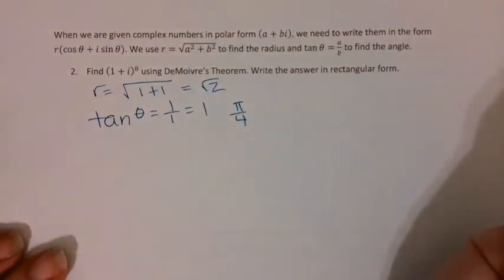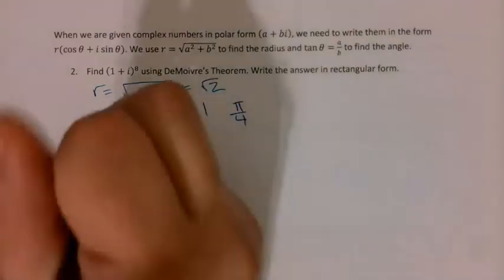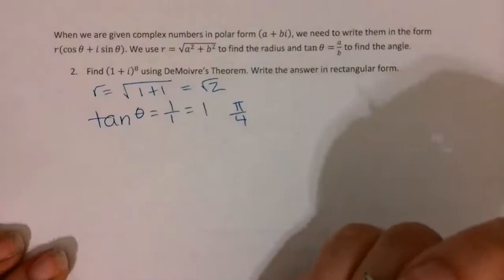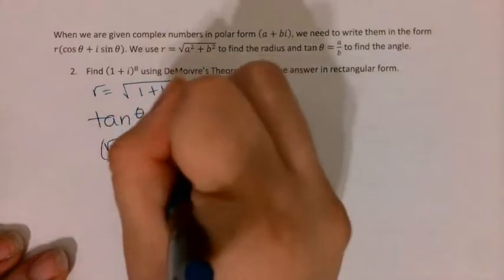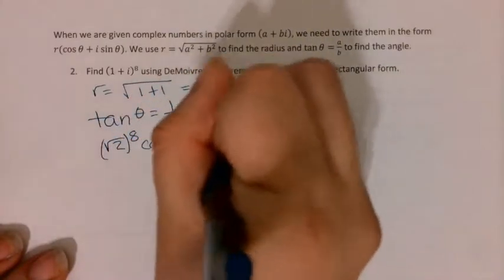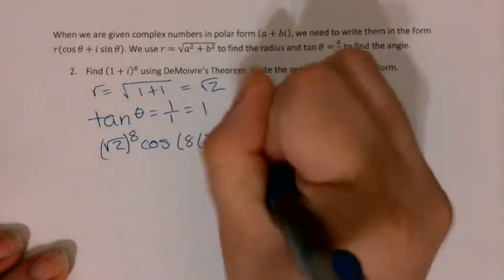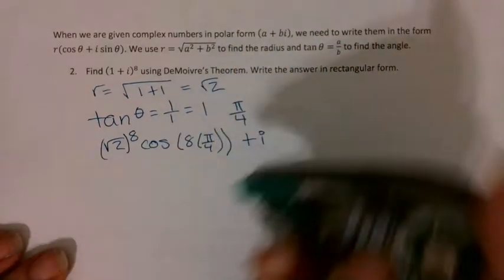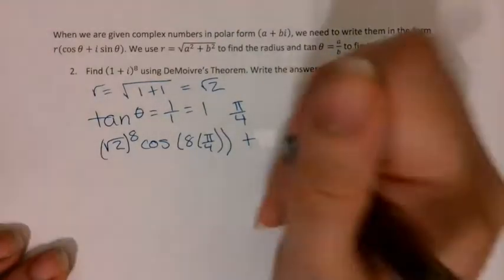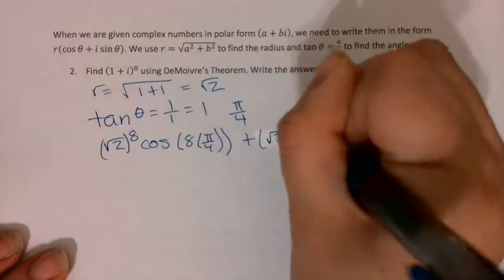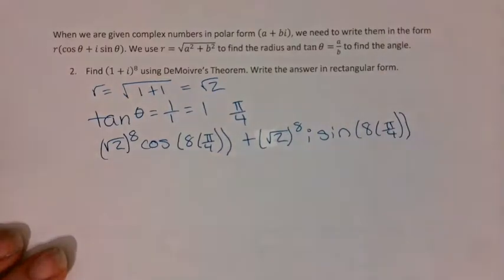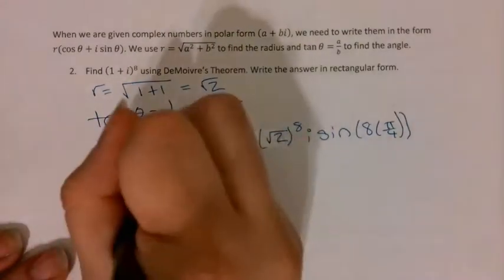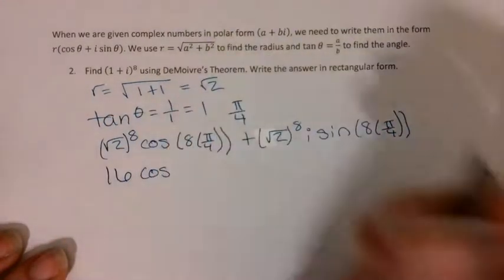So then I'm going to plug back into the formula at the top of the page, and my exponent was 8, so I have square root of 2 to the 8th power cosine 8 times pi fourths, because the exponent goes in front of my angle, plus, before the i, square root of 2 to the 8 times i sine 8 times pi fourths. Okay. Square root of 2 to the 8th power is 16. Then I'm going to rewrite this. 8 times pi fourths is 2 pi.